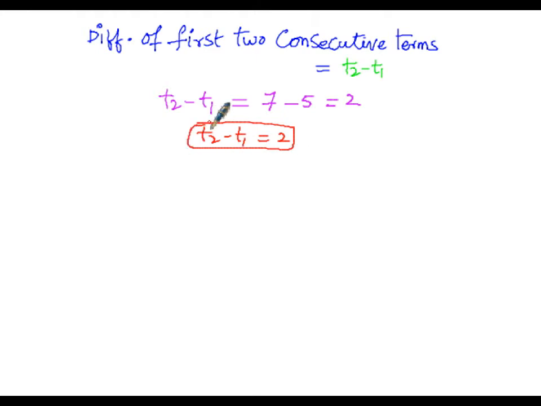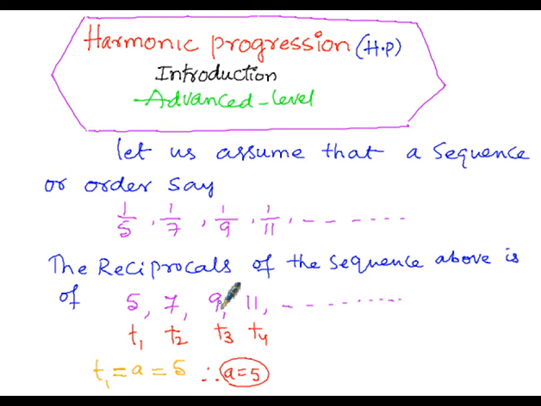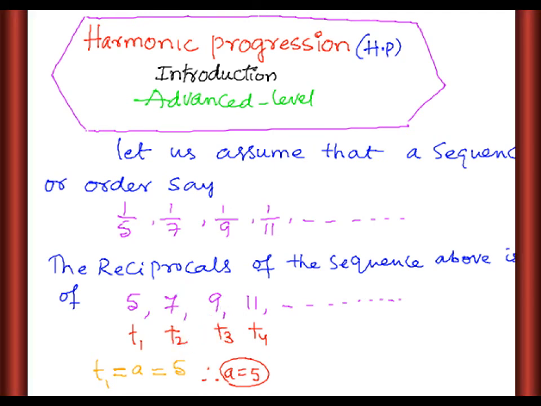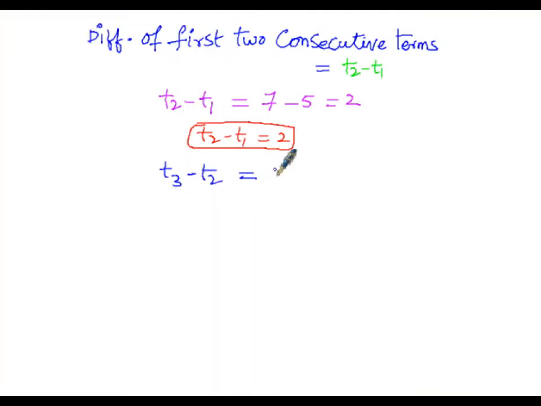At the same time, I want to find the difference between the next two consecutive terms. The next two terms are T2 and T3. So T3 minus T2 is the difference between the next two consecutive terms. The third term is 9 and the second term is 7. So 9 minus 7 is 2. So I got T3 minus T2 is equal to 2.